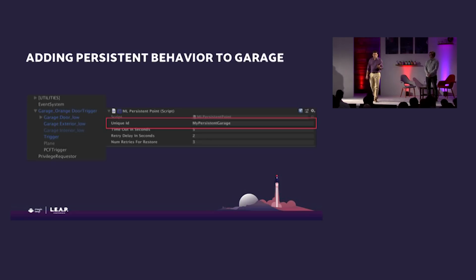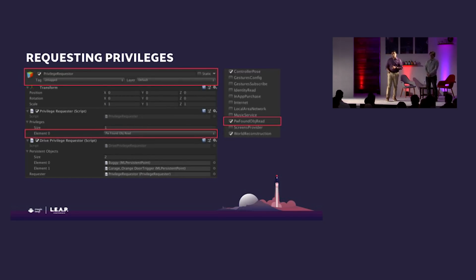Let's go ahead and add the MLPersistentPoint behavior to the garage object and set the unique ID on that as well. One thing you might have noticed here is that the MLPersistentPoint behavior is disabled by default. The reason is, as soon as it's enabled, it will try to either find the PCF or try to restore your object, and it will fail immediately because persistence is a sensitive privilege, and you require user consent before using it. So let's see how we can request our privileges.